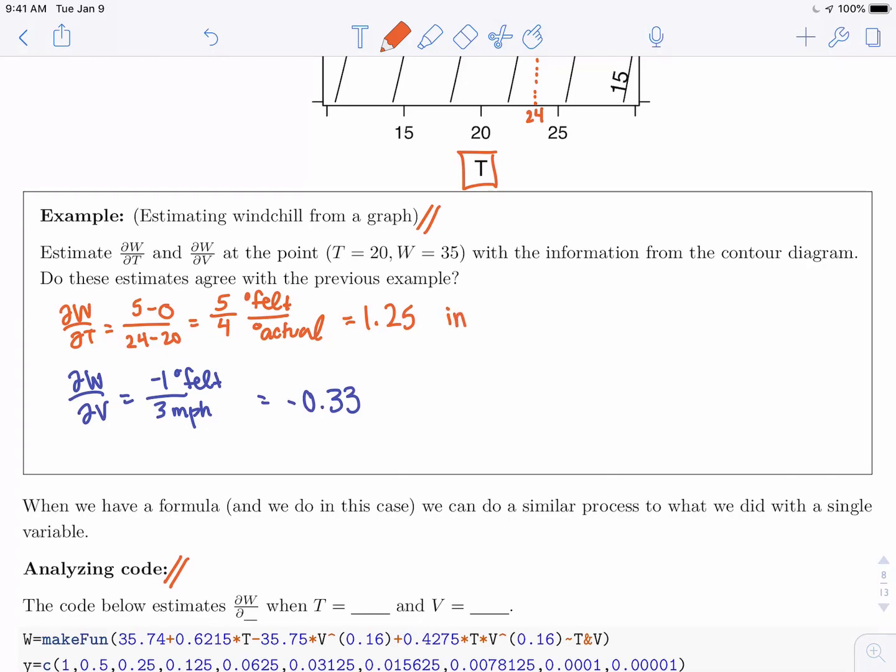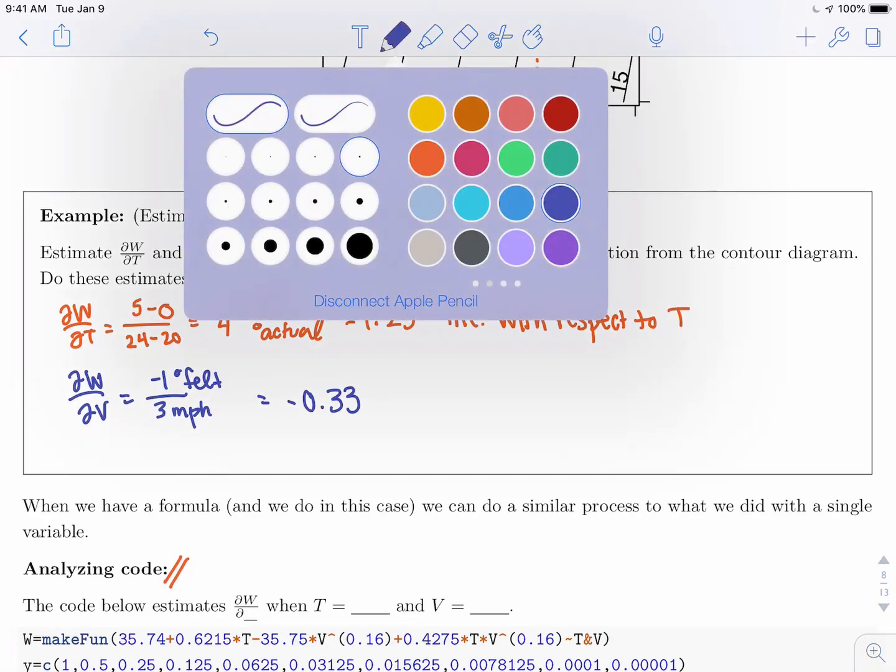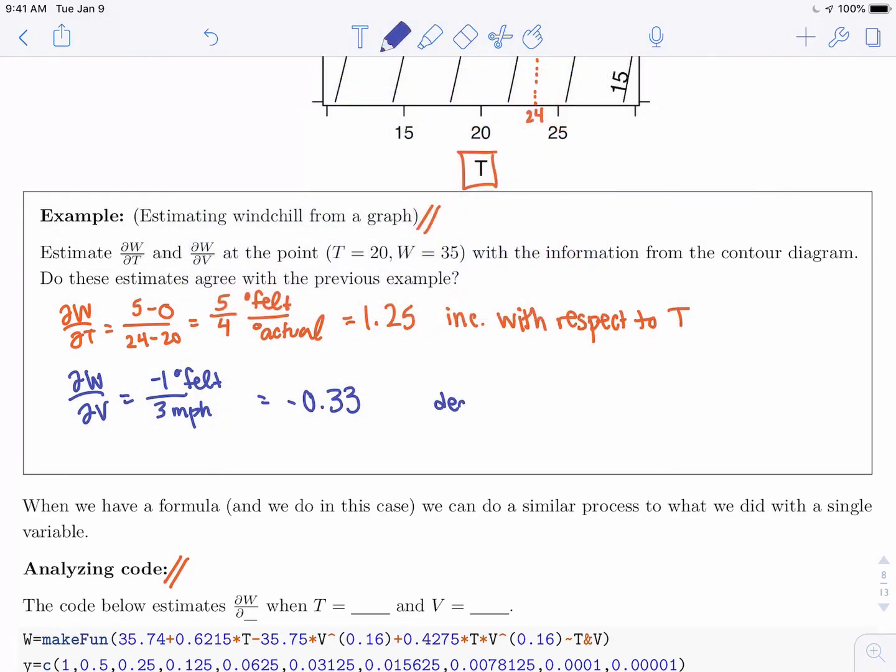So this would be increasing, I'll write this out, with respect to t, and we'll say that this is decreasing with respect to v, because it's negative. Same thing with the thing above with it being positive.